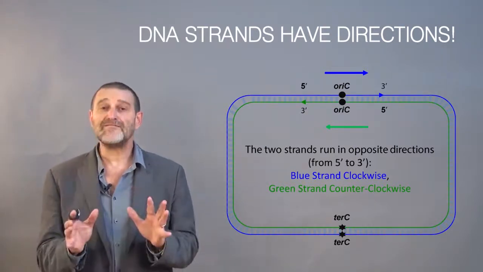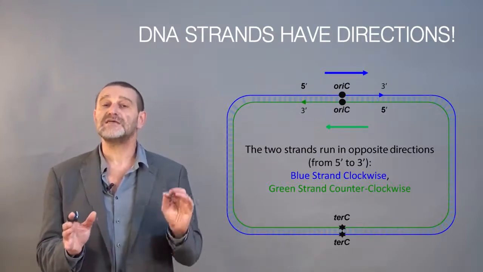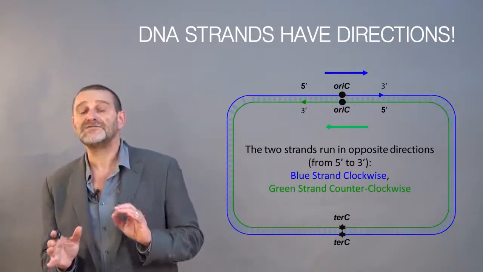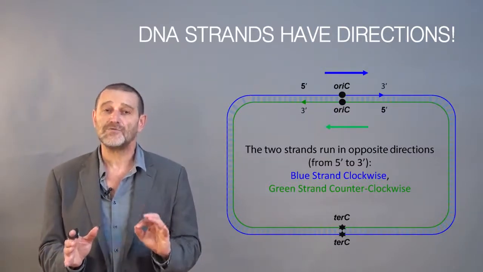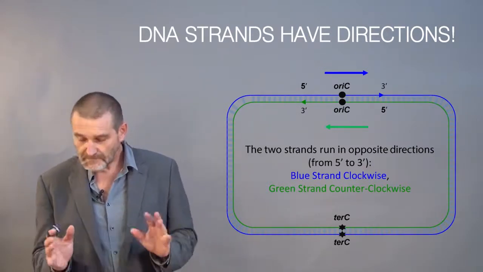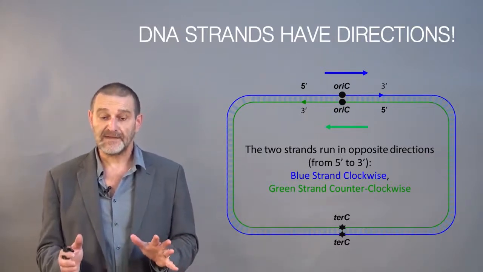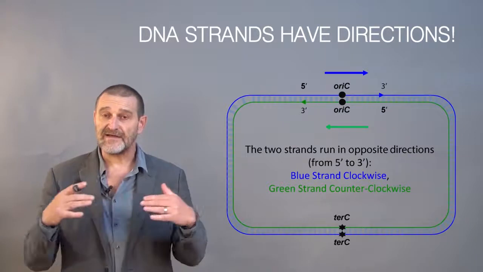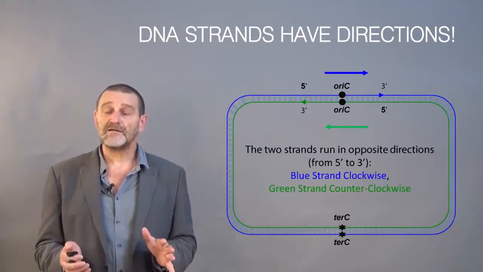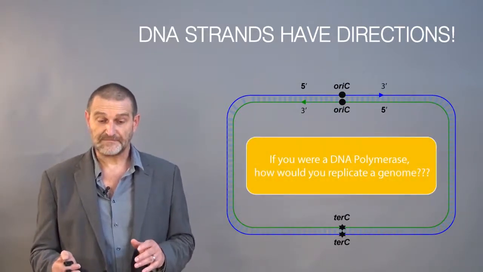If you believe me that DNA replication is an asymmetric process, then you can simply skip this part and go to the point when we derive from this biological knowledge how to design efficient algorithms. So the first thing to remind ourselves is that DNA strands have directions. And the two strands of DNA run in opposite directions. Here on this slide, the blue strand runs clockwise, and the green strand runs counterclockwise.